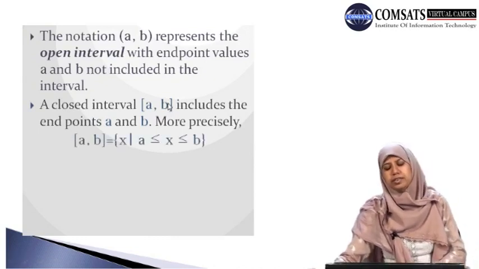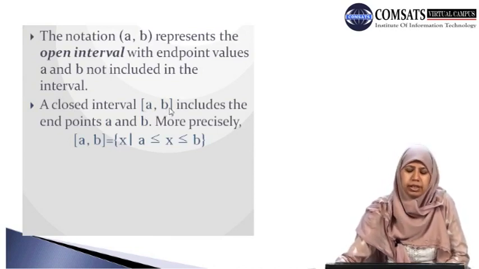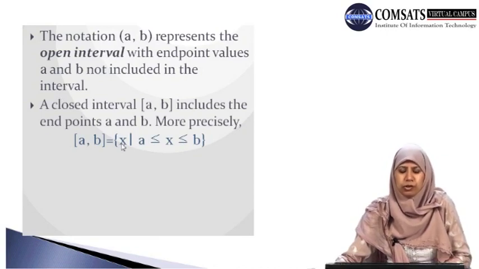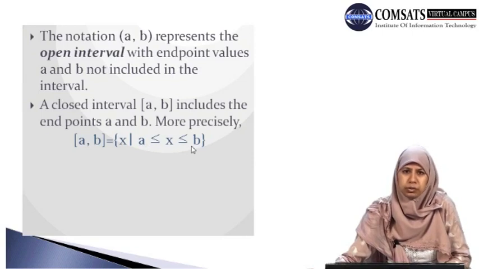Now, how can we write this closed interval mathematically? [a, b] is equal to x such that a is less than or equal to x is less than or equal to b. That is, all those values of x which are greater than or equal to a, and from the right side which are less than or equal to b. So here we have used a double inequality with a non-strict inequality.